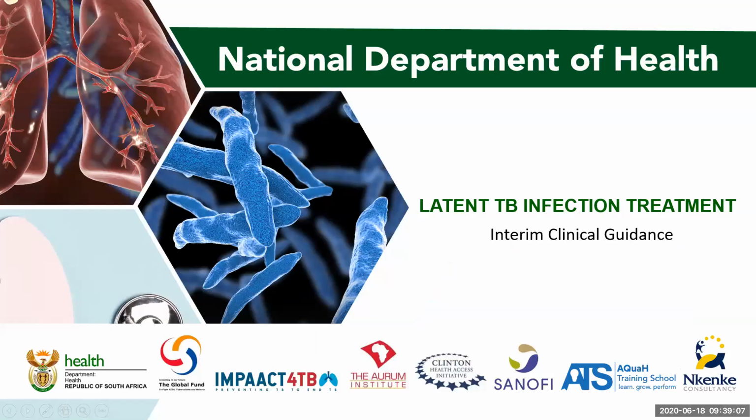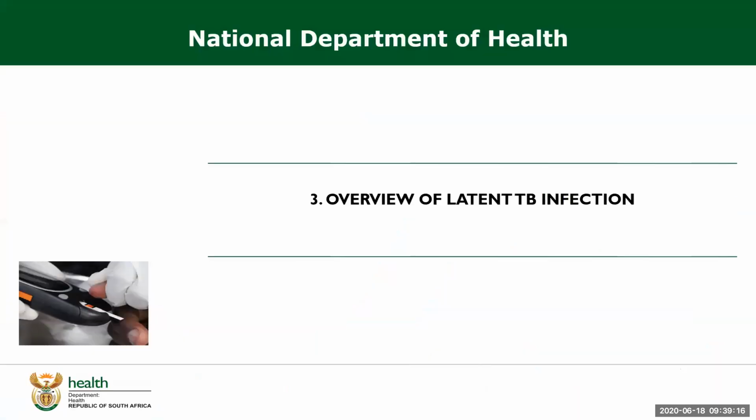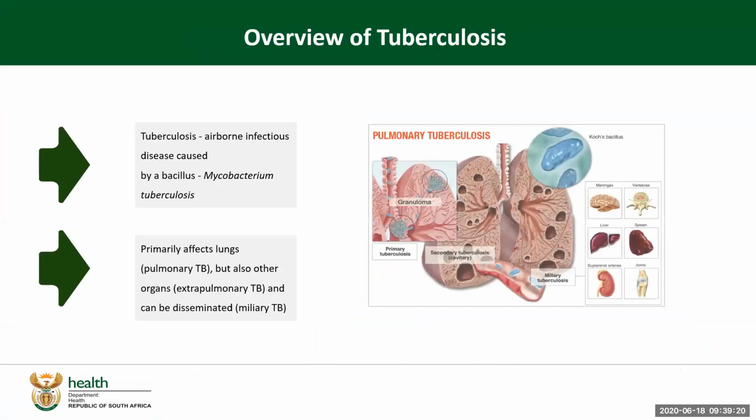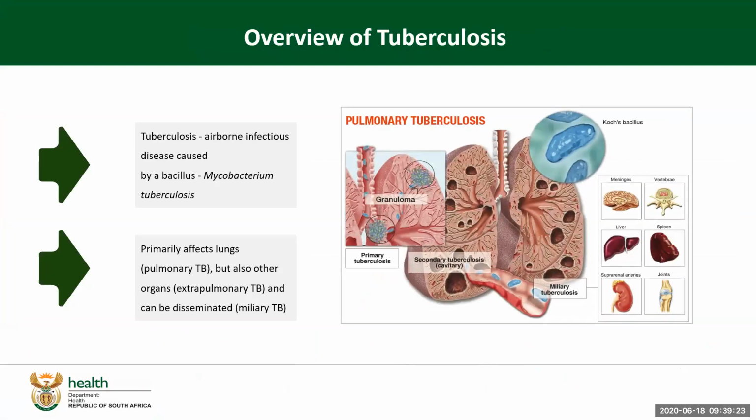Right. Colleagues, we are moving on to a short overview of TB before we get into the nitty-gritties of latent TB infection treatment and the available regimens. So, TB, as we all know, colleagues, is a typical airborne infectious disease that is caused by a bacillus called Mycobacterium TB. Colleagues, we all understand that TB primarily affects the lungs, but it can also affect other organs, in which case it is referred to as extrapulmonary TB. When it's in the lungs, we refer to it as pulmonary TB.